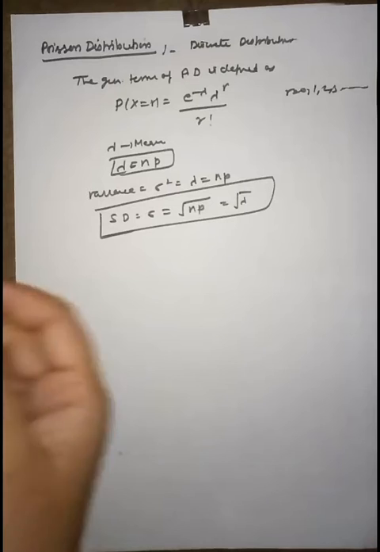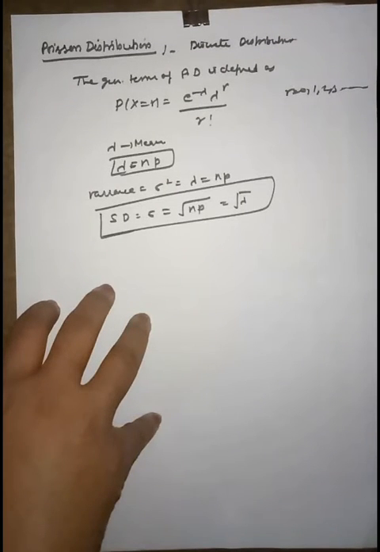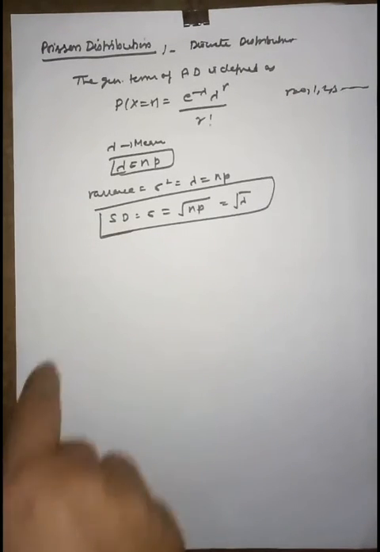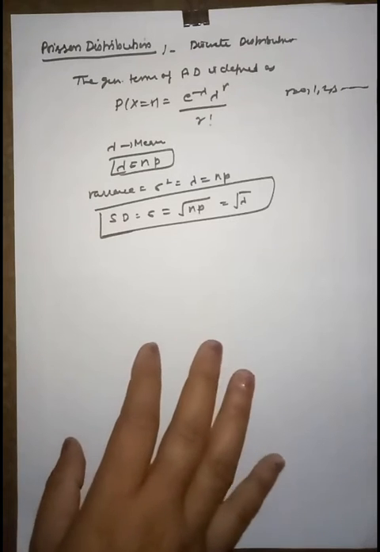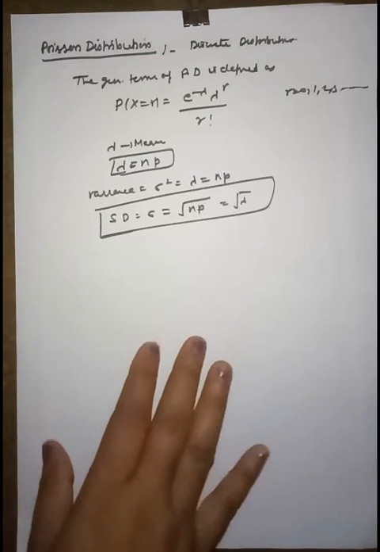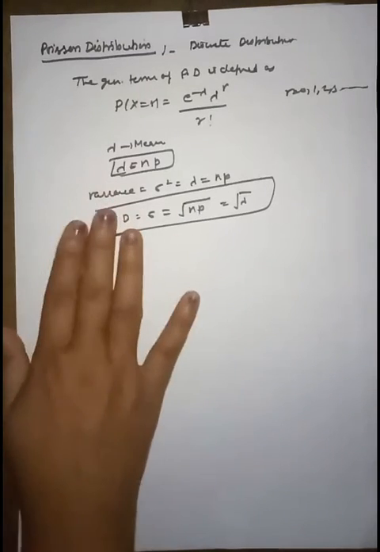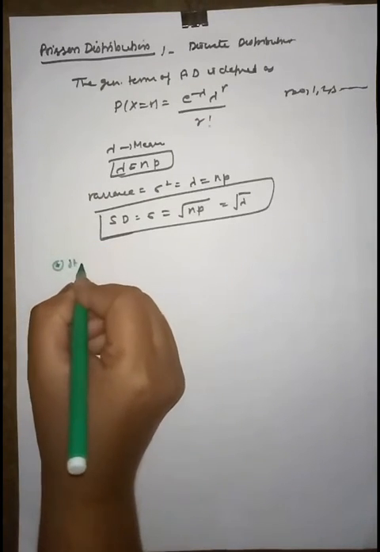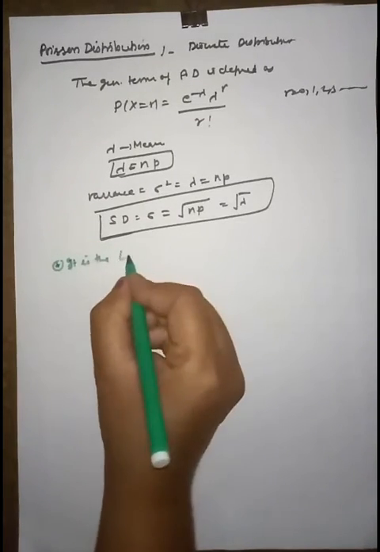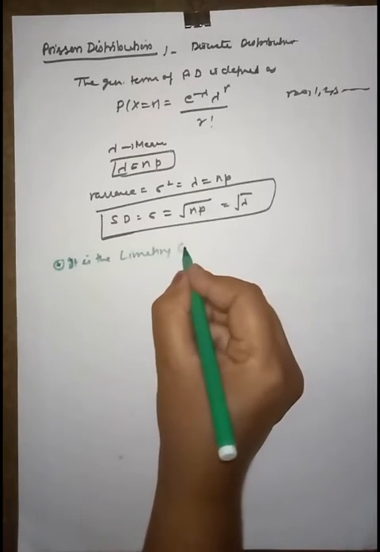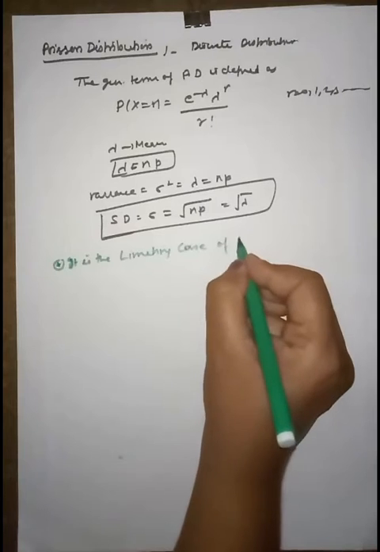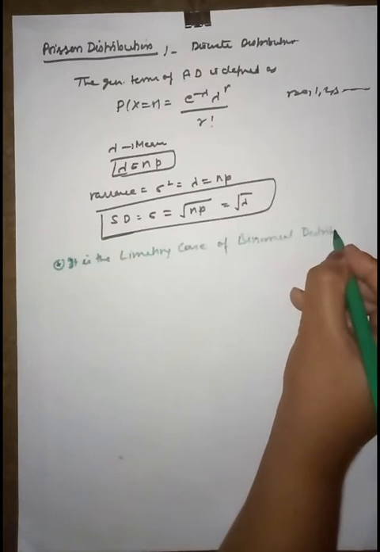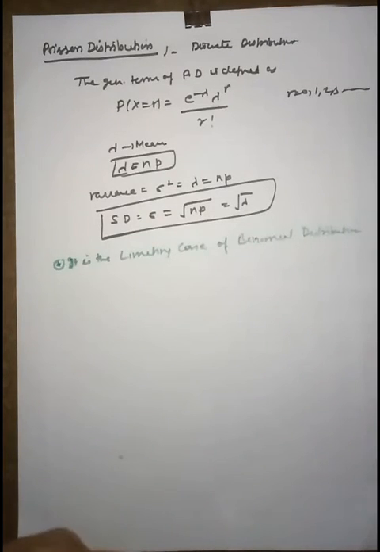The Poisson distribution is used when the number of trials is very large and p is very small, that is, n tends to infinity and p tends to 0, such that np remains finite. And it is a limiting case of the binomial distribution.